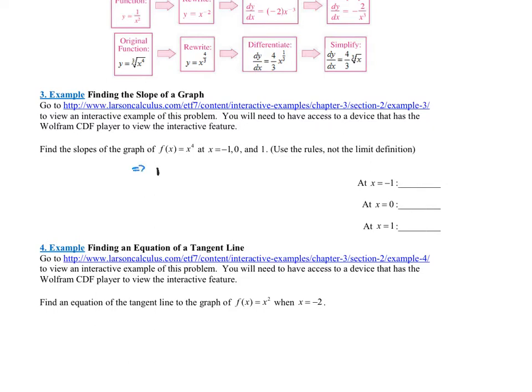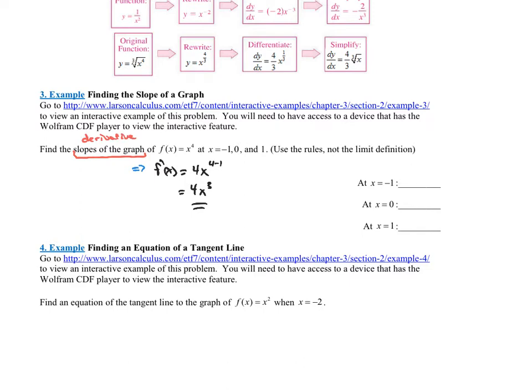And what's the power rule say? It says the derivative is equal to, well, the derivative of x to the 4th would be 4x to the 4 minus 1, which is really 4x cubed. So that's our derivative. Now that we have the derivative, remember the derivative is the slope of the graph. Slope of the graph just means find the derivative. Okay? Find the derivative. Well, we just did.